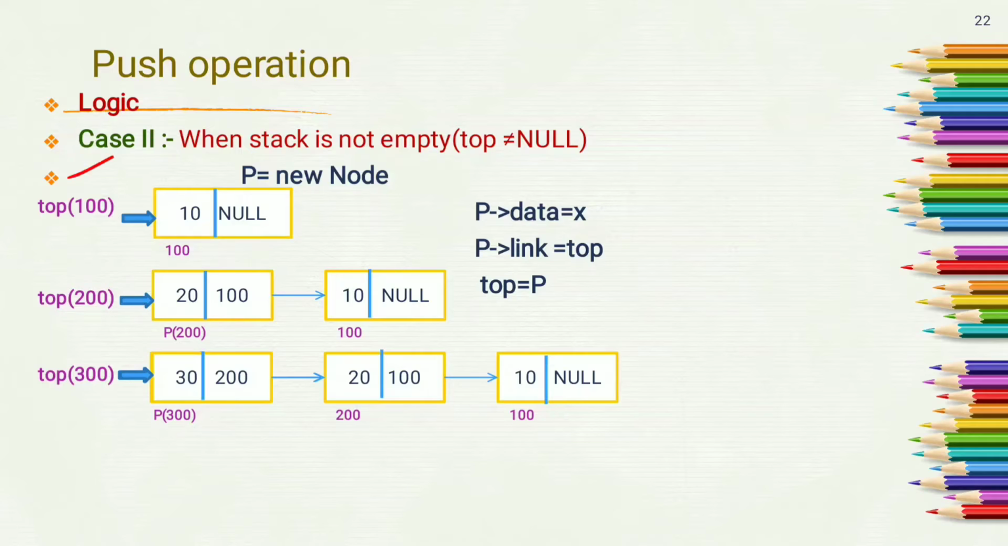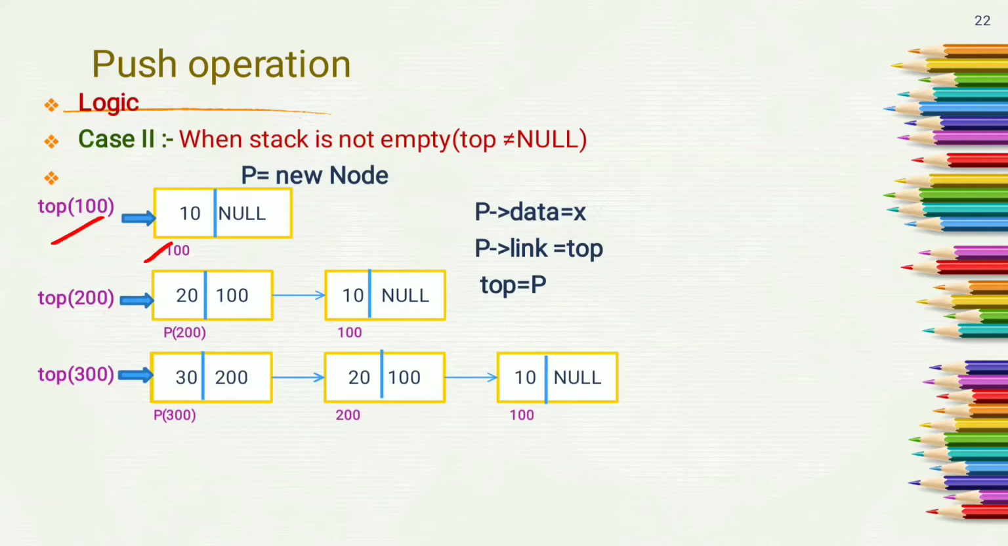Case 2 is when the stack is not empty, that is, the value of top is not equal to null. Now we have a stack containing a single node having value 10, and the address of this node is 100, and top is pointing to this node. Now I want to insert a new node at the topmost position of this linked stack.